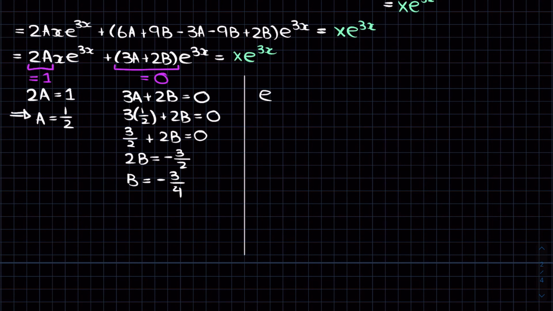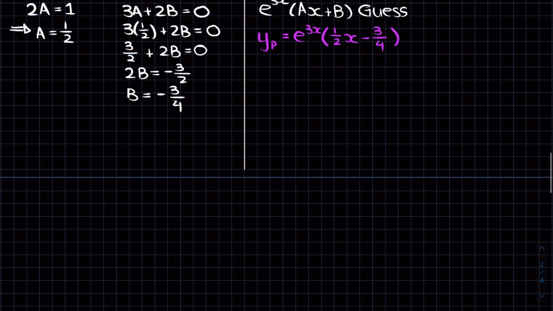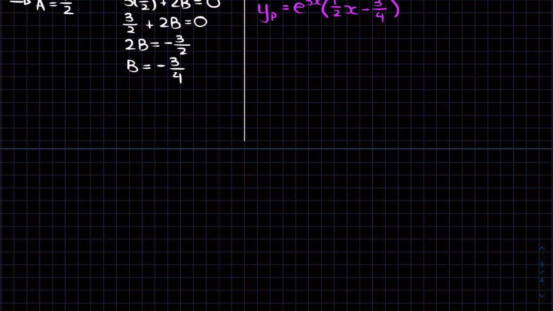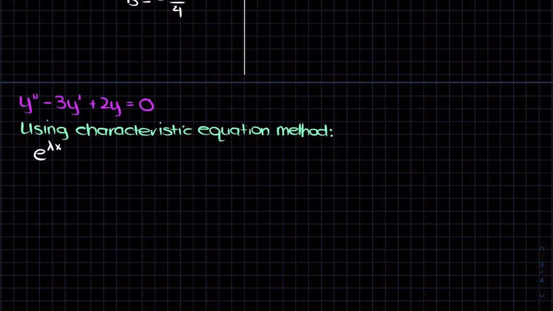So plugging our values of a and b into our initial guess of e to the 3x times ax plus b, we get our particular solution y sub p equals e to the 3x times a half x minus 3 over 4. Now, we're not done yet, as our full solution also needs to include the solution to the homogeneous ODE as well. So we also need to use the characteristic equation method, and I'll put a link up that shows you how to do this if you don't know.